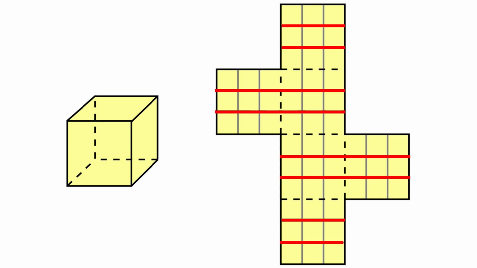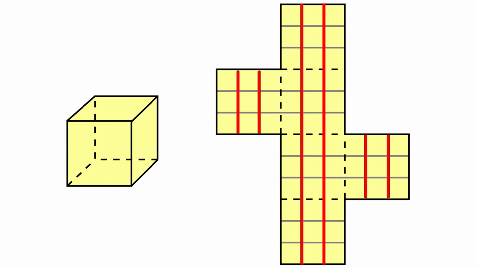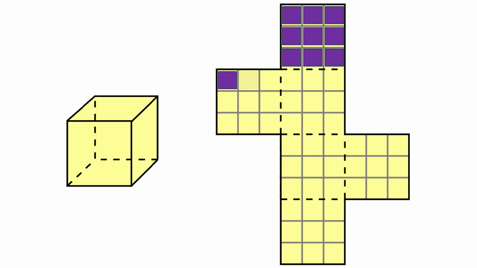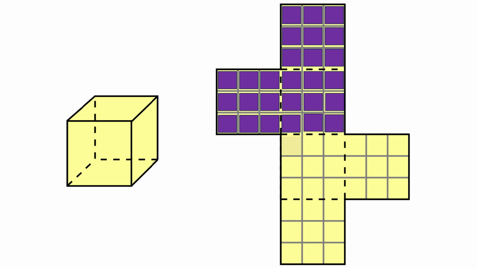Sometimes you'll see other solid lines on the faces, which we're highlighting in red. These are called grid lines. They're used to help us measure the length of an edge, or to calculate the area of a face. Together, these grid lines form many tiny squares, which we're showing as purple squares. The value of one tiny square depends on what the question states.